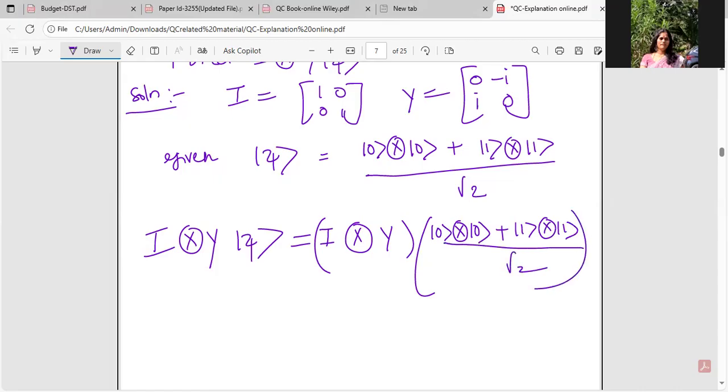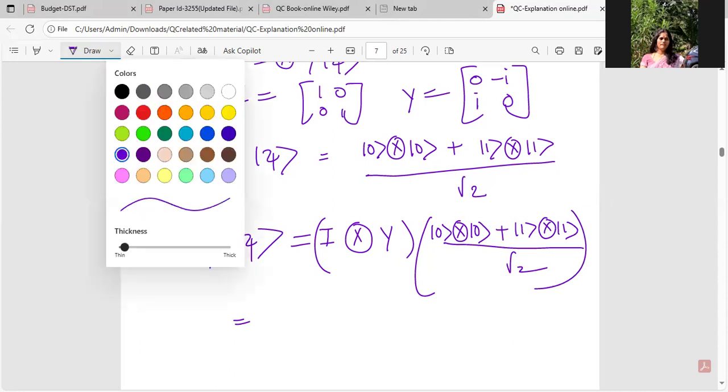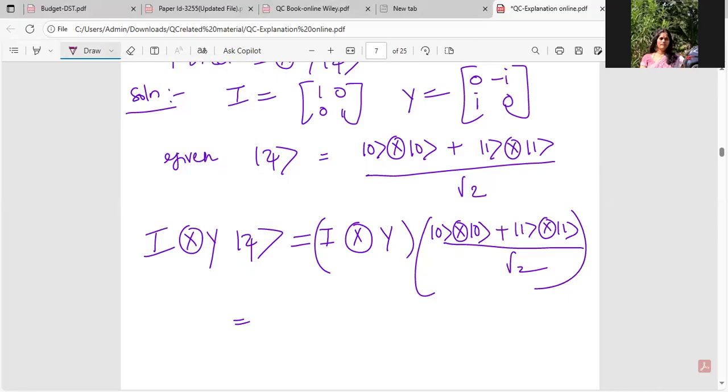So let me do it. Whenever I am with tensor product, the first one goes with the first one of the operators. Why? Because I and Y are operators, the Pauli operators. This is the identity operator. As discussed earlier, Y is the Pauli Y operator. So first one goes with the first, second one goes with the second.